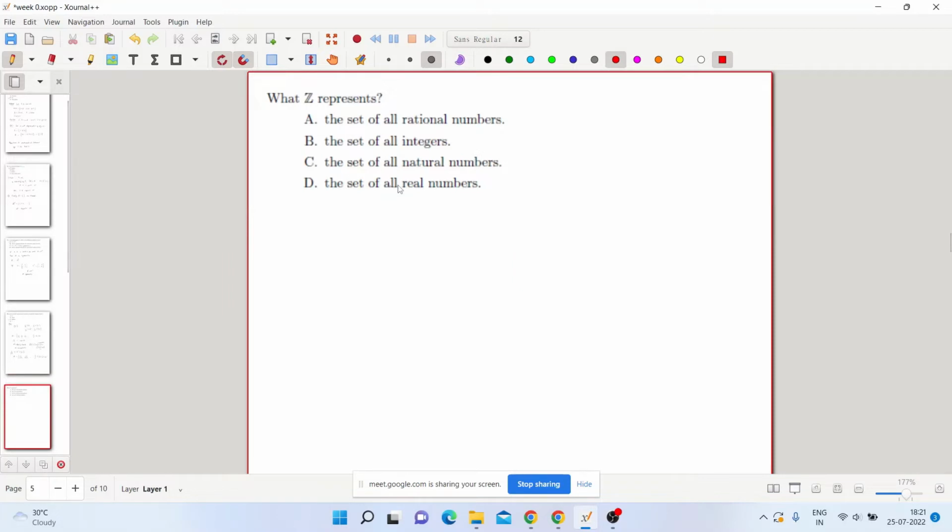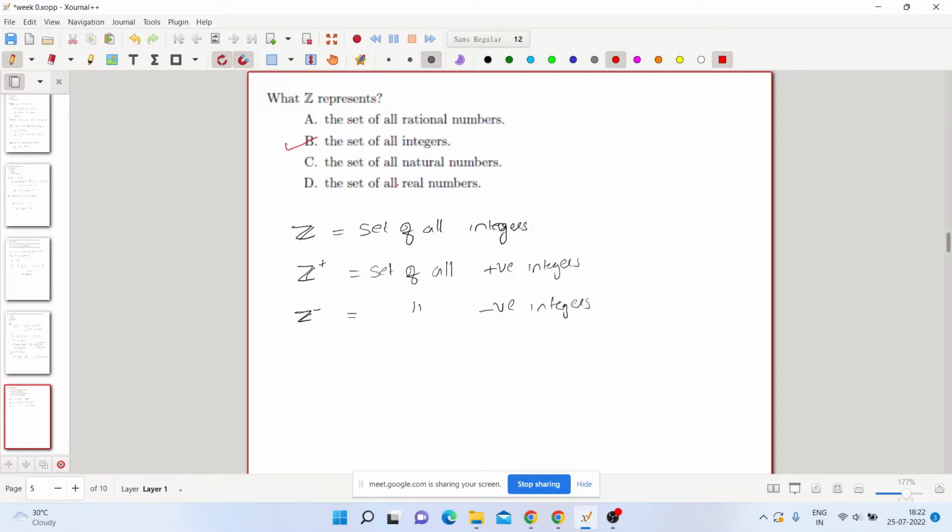Now let's go to the next problem. What does Z represent? This Z actually represents the set of all integers. Z equals set of all integers. This is a standard notation in mathematics. And if we are writing Z plus, then Z plus is the set of all positive integers. And if we are considering Z minus, it is the set of all negative integers. So here the answer is Z represents the set of all integers.